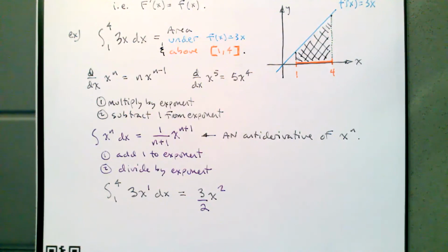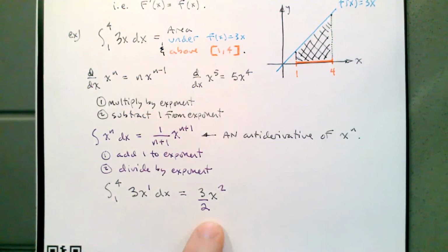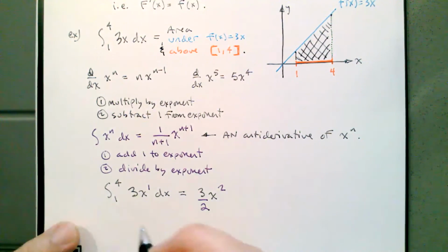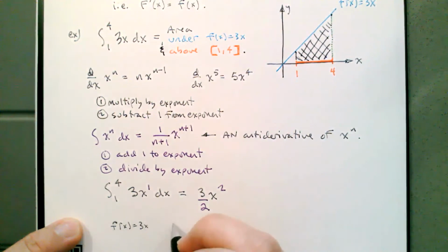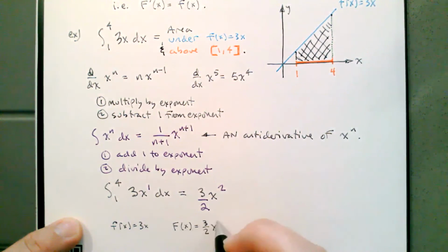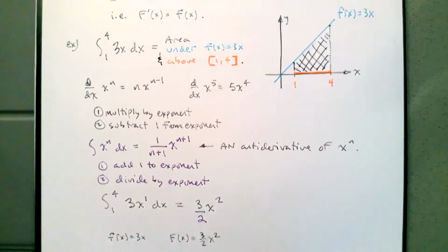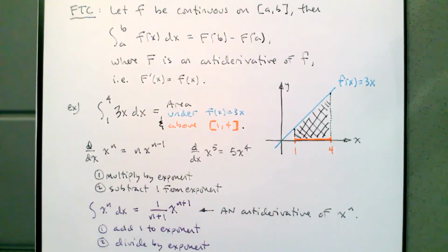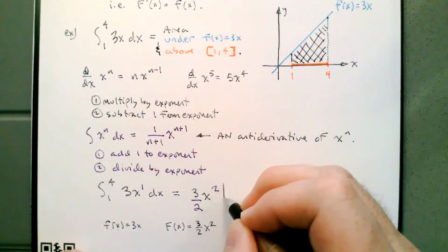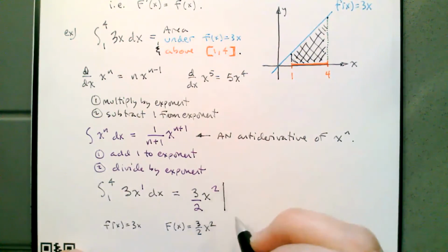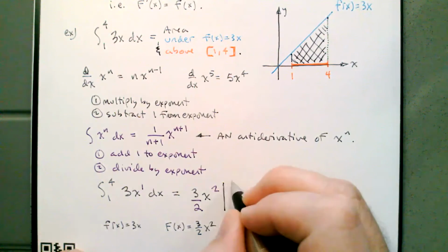Now we find the antiderivative. This is capital F at x. So little f of x is 3x. So capital F of x is 3 over 2 x squared. And the fundamental theorem of calculus says we evaluate the antiderivative at the endpoints and subtract. So the way we can note that we're going to do that is we'll put a vertical bar at the end of the function and say evaluate this from 1 to 4.